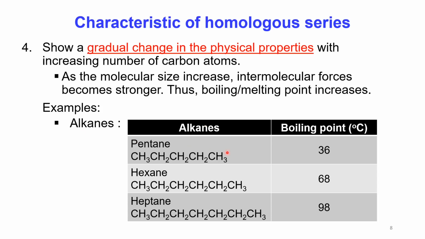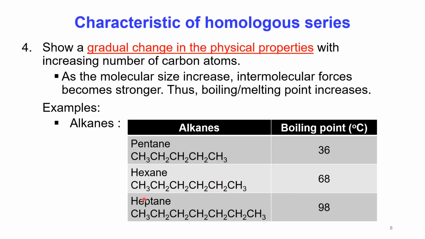Okay, for example, we have alkane, which is a homologous series. The members of the alkane homologous series: pentane with 5 carbons, the formula is CH3CH2CH2CH2CH3. So 5 carbon atoms in pentane, and the boiling point is 36. Next member we have hexane, with 6 carbon atoms, the formula is CH3CH2CH2CH2CH2CH3, and the boiling point is higher than pentane, which is 68 degrees Celsius.